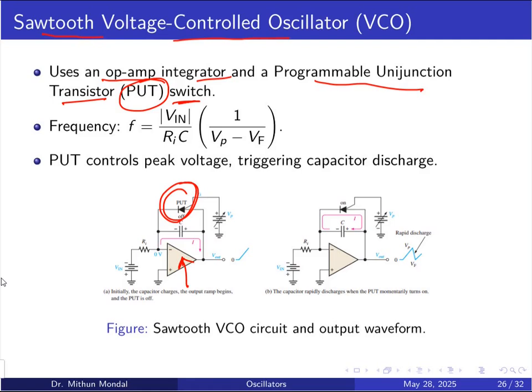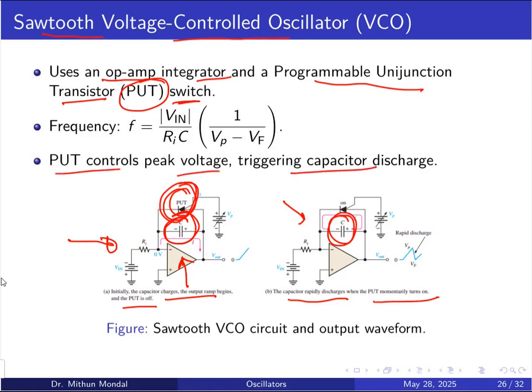So whatever the output you are getting in the sawtooth, initially there is a capacitor C which is connected across the PUT. So this will be charging and the output ramp will begin and the PUT will be off. So the switch is initially off, capacitor is charging, and we are basically having the initial condition. As the capacitor discharges in the second part, when the capacitor is fully charged and then it is discharged, the PUT will momentarily turn on. So the PUT will control the peak voltage and trigger the capacitor discharge.